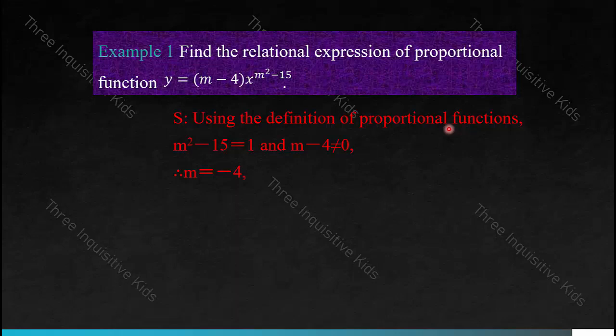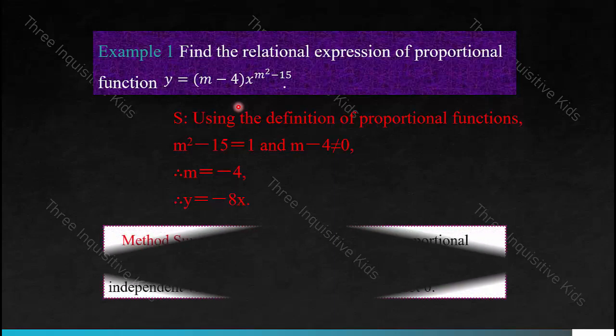Why does m squared minus 15 have to be equal to 1? Well, since it's a proportional function, the power of x has to be equal to 1. And its coefficient must not be 0, so m minus 4 cannot be 0. Therefore, m can only be negative 4, meaning that y is equal to negative 8x.